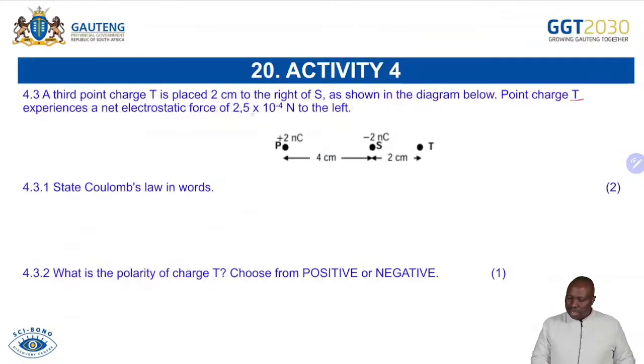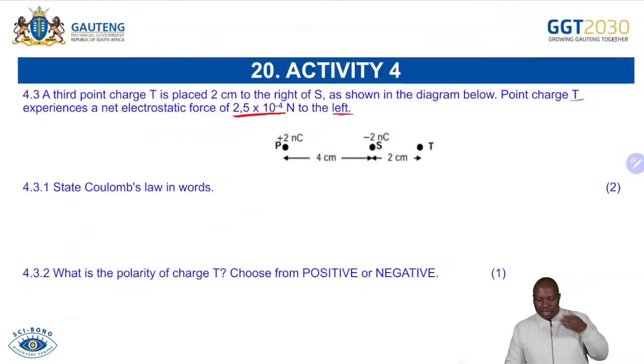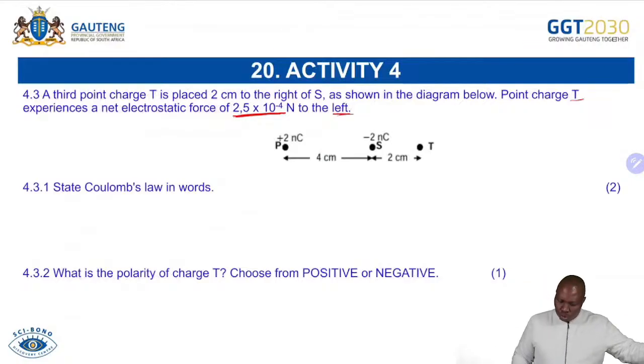It experiences a net electrostatic force. So it has a net electrostatic force, and it has a direction as well. So this net electric force is to the left, that is towards S. That is very important, because if it's towards S, it means it's being attracted there. That will tell us what type of charge T is. If the electrostatic force is towards the left, then you know that there is attraction that side, so it must be a different charge from the negative that we're having.